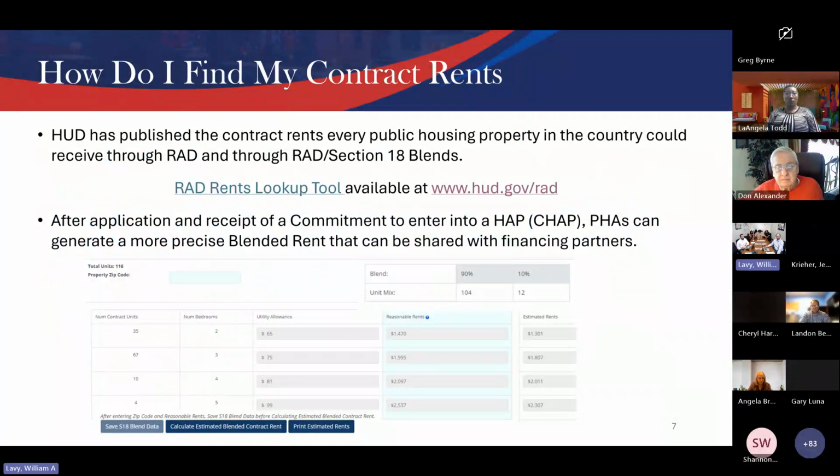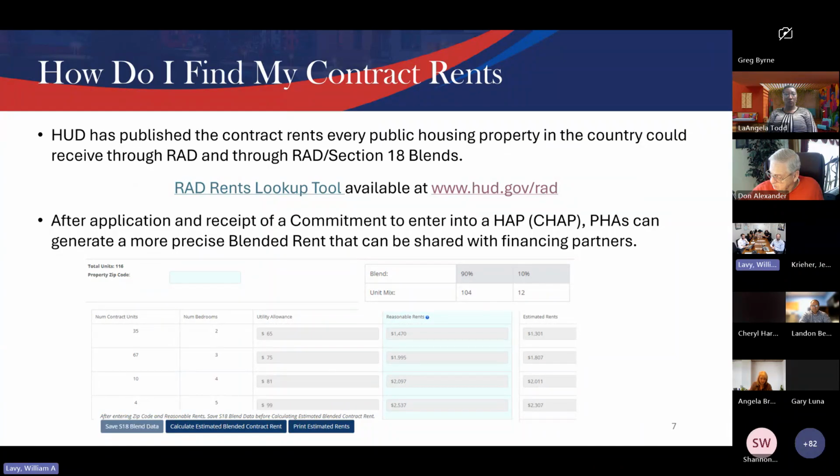How do you find your contract rents, you ask? Well, we've published a RAD rents lookup tool that's on our website. It has an easy way for housing authorities to look up their housing authority and select their property and look up what the rents might be.